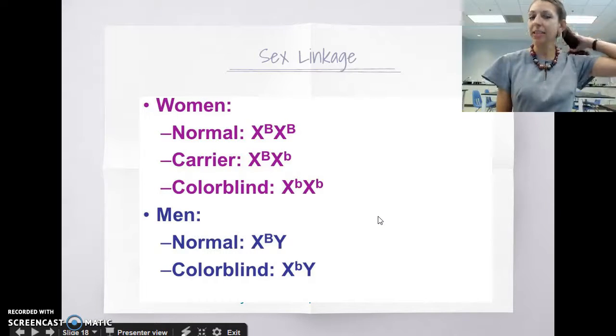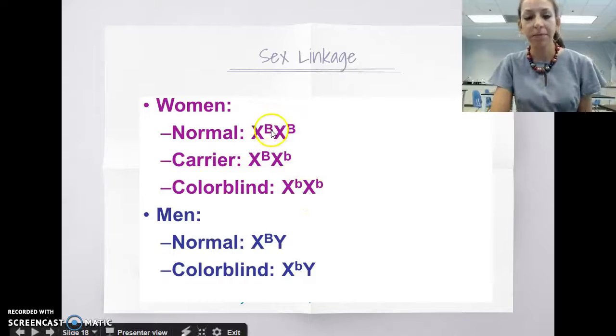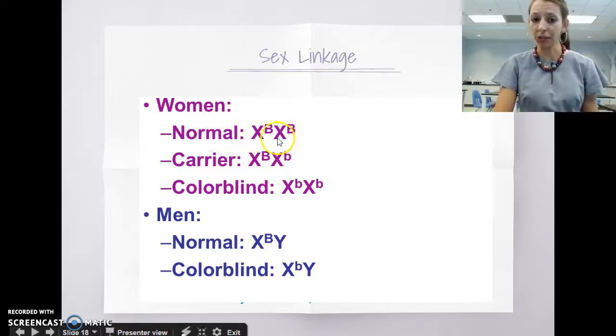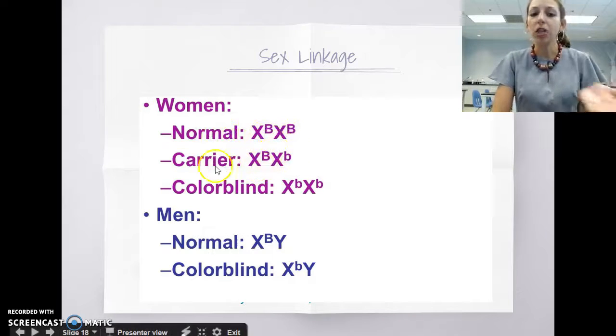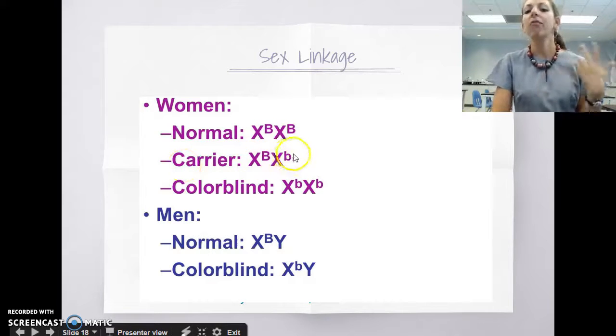Now, when we talk about sex linkage here, we're mostly referring to genes that travel on the X chromosome, which is a sex chromosome. Now, colorblindness is a really popular example for this, and I do have another sex-linked traits video, which you can watch as well if you need to. So, a normal woman, for example, for colorblindness, would have this particular genotype. If she is a carrier, meaning she can carry the trait and pass it on to her offspring, but she does not display it, she would have this genotype.